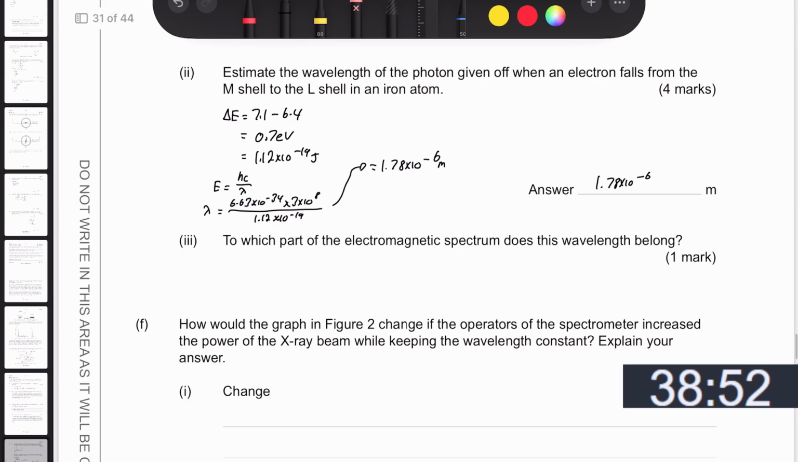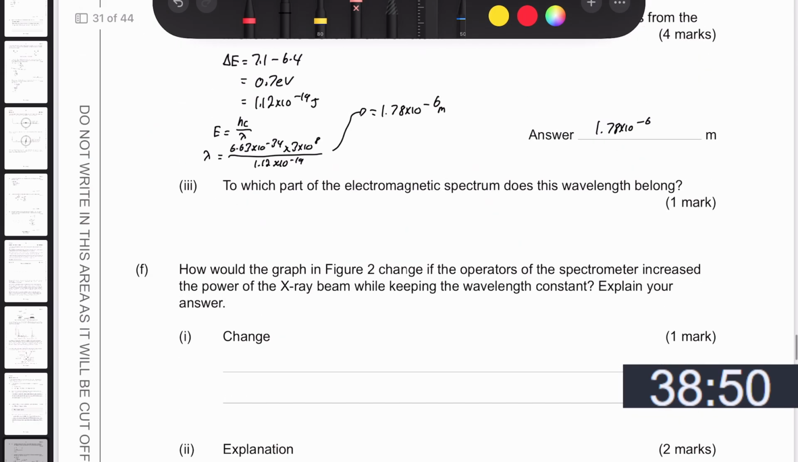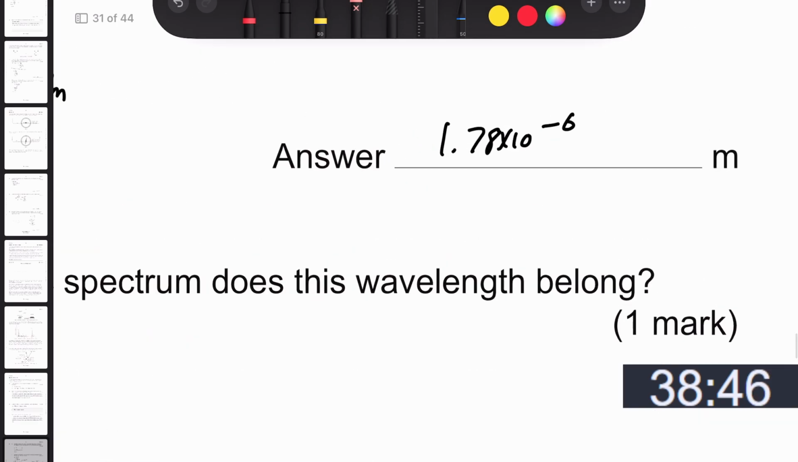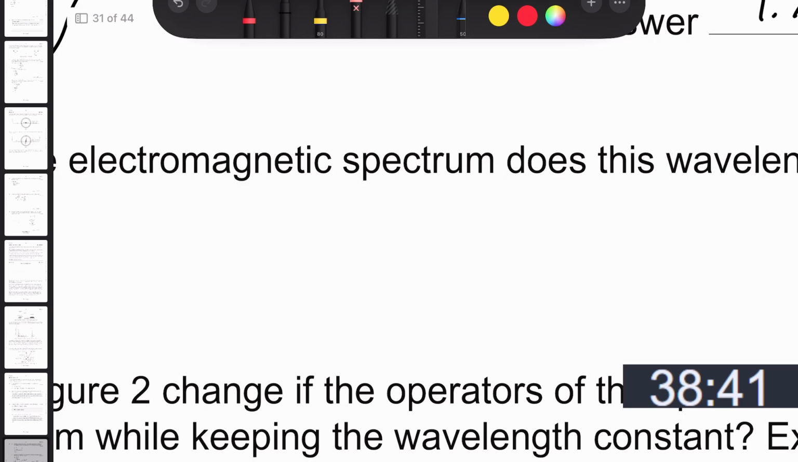To which part of the electromagnetic spectrum does this wavelength belong? So 10 to the negative 6. Small, so infrared radiation.